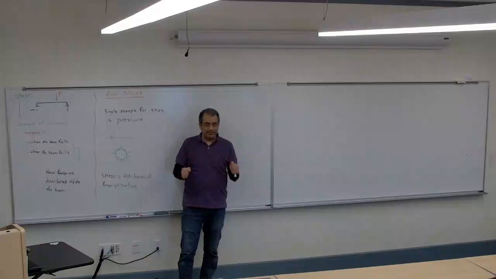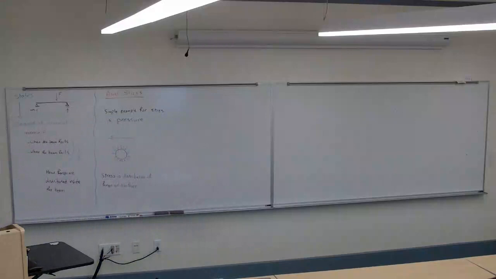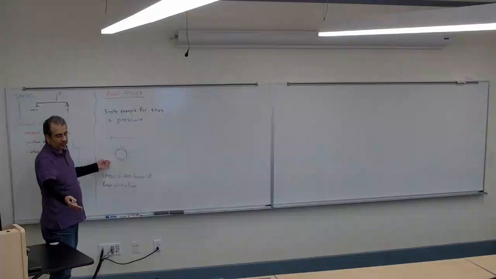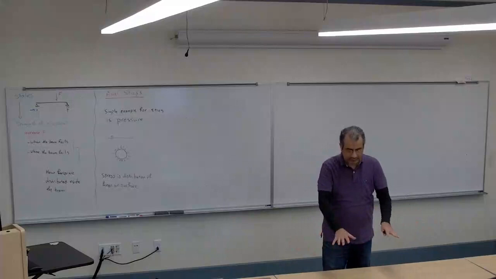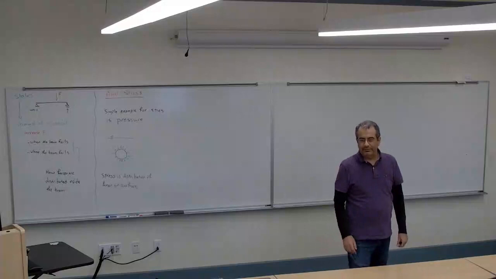Got it? Okay. So the next thing is that now we want to look at these stresses. You see the pressure is applied on the outside of the object. Now we want to see what happens inside an object or inside any member. So for example, here I have again this table, the pressure or the force applied on the surface of that. If I cut it in half, what happens inside that table? That's what I want to know.